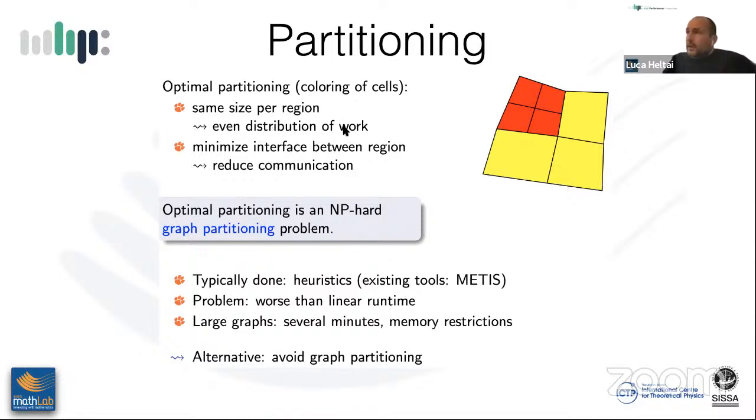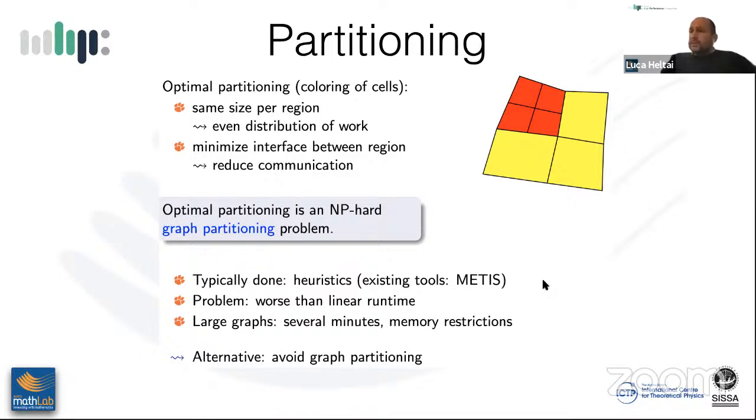So this, as a main goal, is distribution of work. You want to make sure that everybody does roughly the same work, and this instead tries to reduce communication as much as possible. So if you make the smallest area around this part, you reduce the communication between these things.